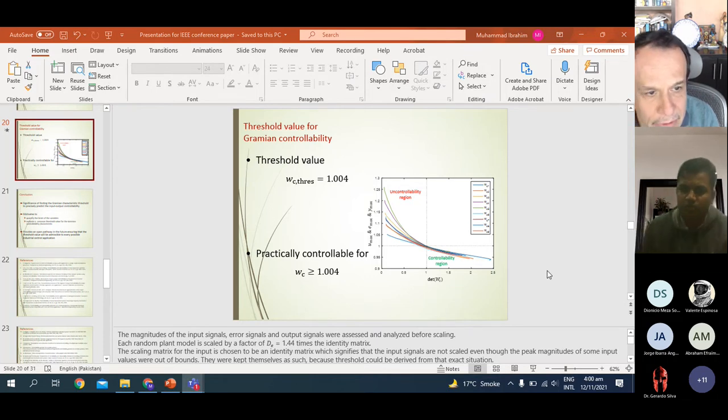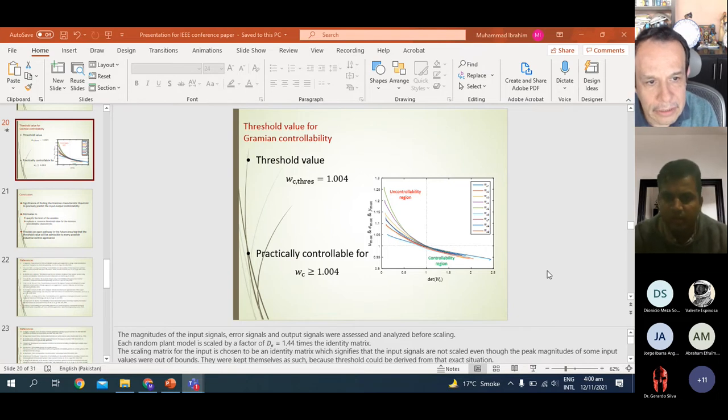Yes, of course. This is my claim, that if the value is increased by even a value of 0.5, then we could easily say that the plant is not going to be controllable. The reason is that all the magnitudes of U, error, and Y were taken into consideration. After that analysis, we concluded that this plant is not going to be practically controllable. It could be controllable in theory, but in industry, it cannot be possible.